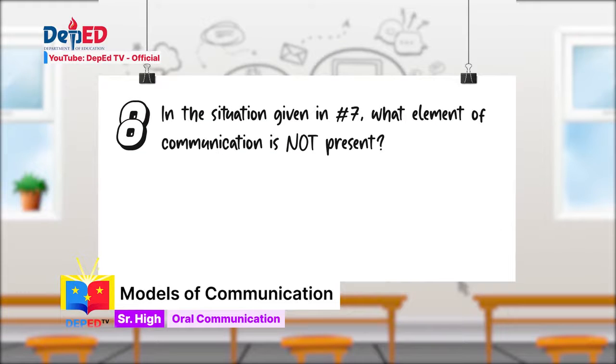Number 8. In the situation given in number 7, what element of communication is not present? The answer is letter A, barrier. Basically, there was no barrier indicated in the situation that caused any disruption in the communication flow.